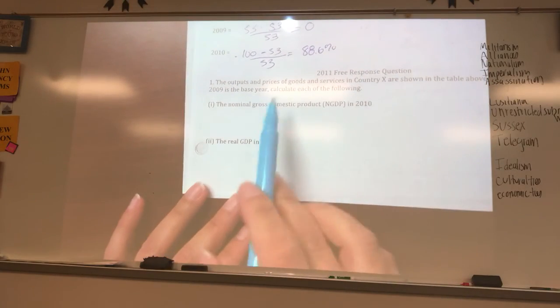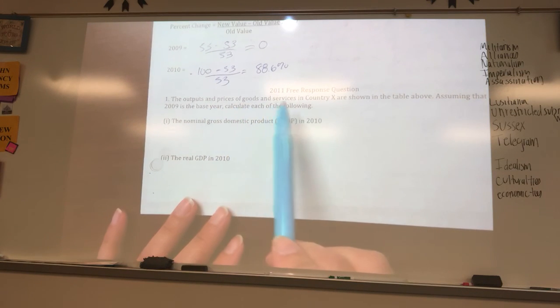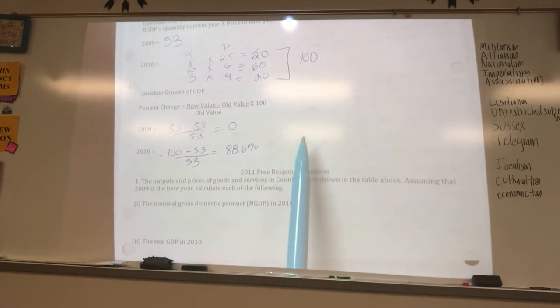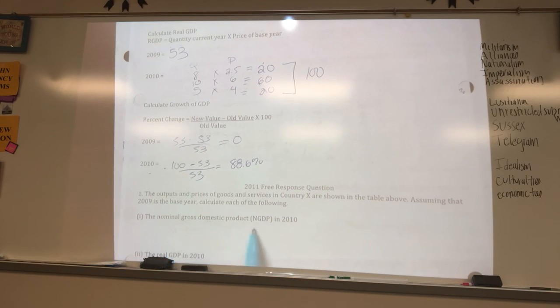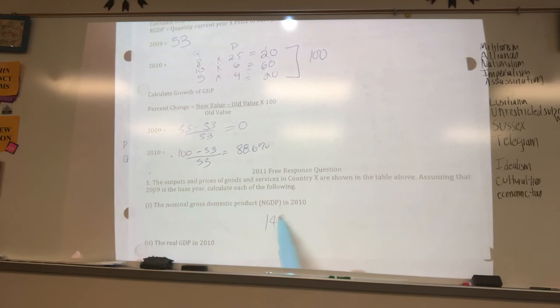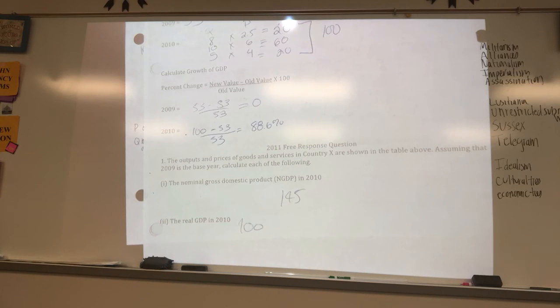Alright, so, this is an AP style question. It says the outputs and prices of goods and services in country X are shown on the table above, which is the table I've given you right here. Y'all see that? It says, assuming that 2009 is the base year, calculate each of the following. The nominal gross domestic product in 2010. So what is our nominal gross domestic product in 2010? There you go. We already did the math for that answer. What is the real GDP in 2010? 100, right? Do y'all see what the AP test is asking you to do?